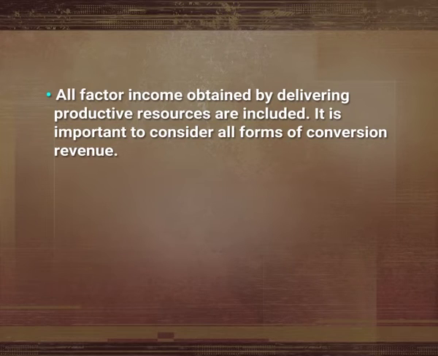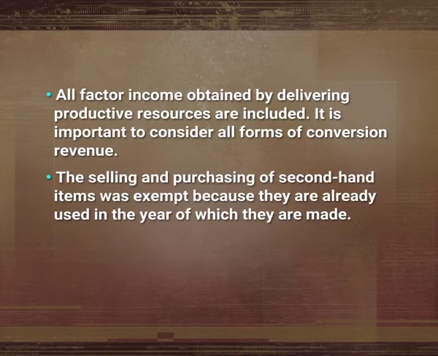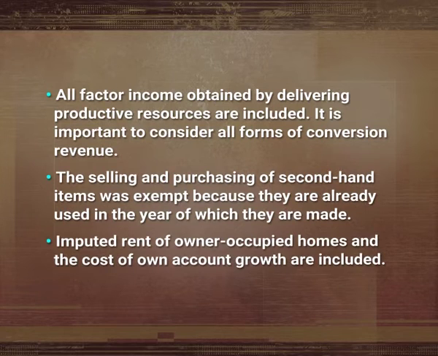Following are the safeguards needed to be undertaken. All factor income obtained by delivering productive resources is included. It is important to consider all forms of transfer income. The selling and purchasing of second hand items is exempt because they are already counted in the year in which they are made. Imputed rent of owner occupied homes and the cost of own account production are included.